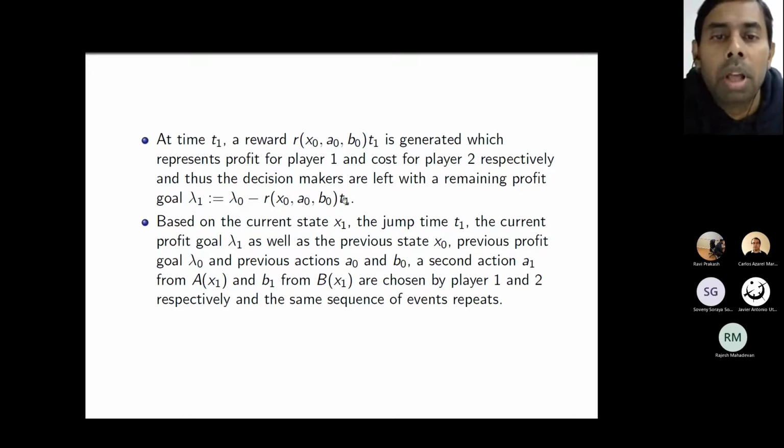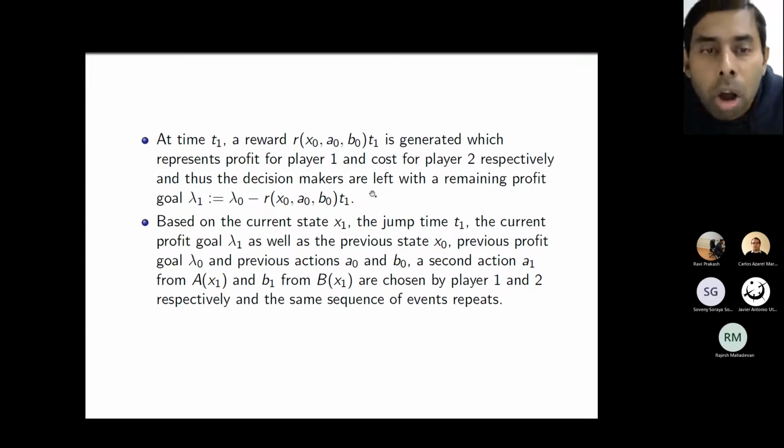So the decision makers are left with the remaining profit goal lambda 1, which is lambda 0 minus r times this thing. So basically the actions are chosen at each jump time. Initially the actions were chosen. Now after the first jump, again the players will choose actions. At the first jump time, also referred to as the first decision epoch, the remaining reward or profit level is this, because this is what they started with. Until the first jump time, this amount of reward was accumulated. Fine. Now, what will happen at the first decision epoch?